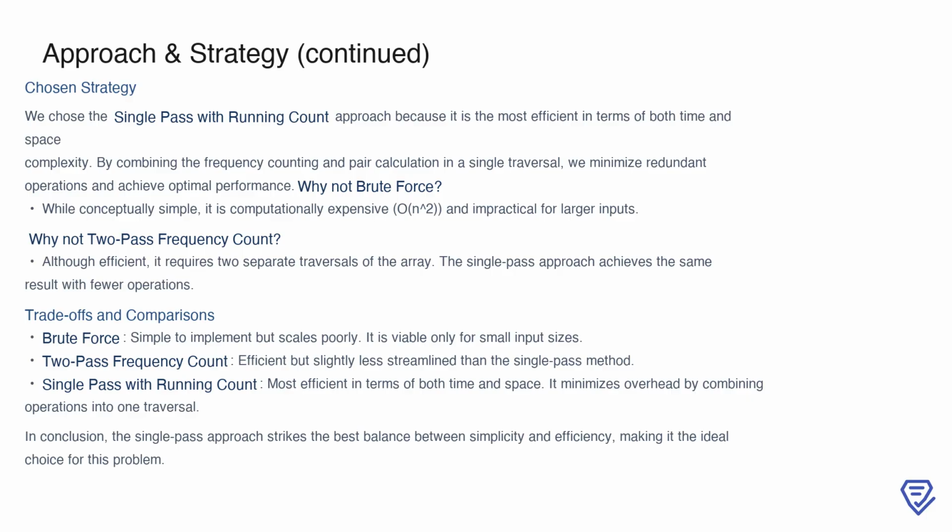The brute force approach, while straightforward, is computationally expensive with its O(n²) complexity, making it impractical for larger inputs. The 2-pass frequency count method is a significant improvement, but it still involves 2 separate traversals of the array. In comparison, the single-pass approach achieves the same result with fewer operations, making it the most streamlined and efficient solution.